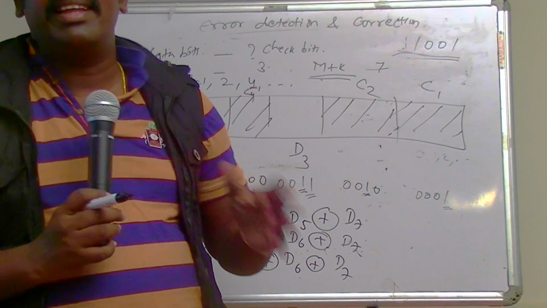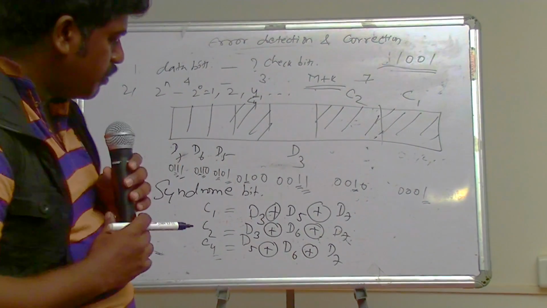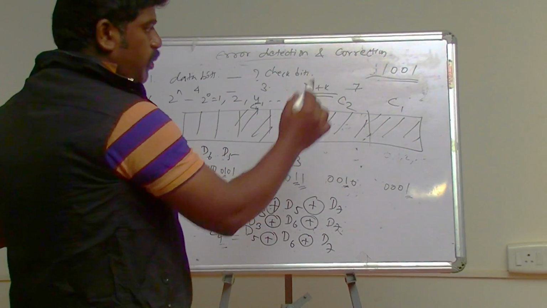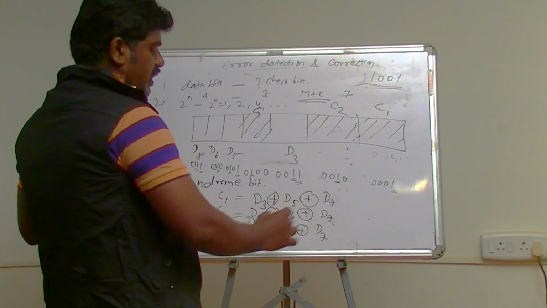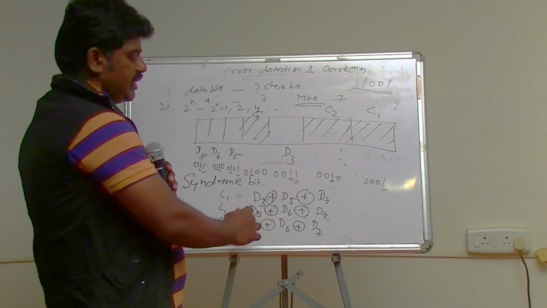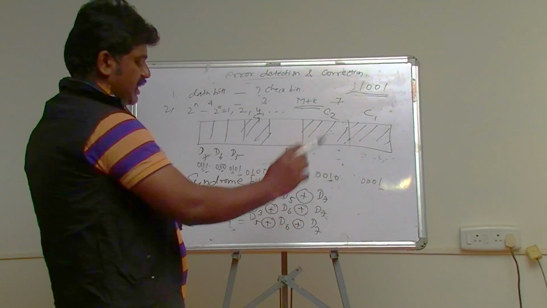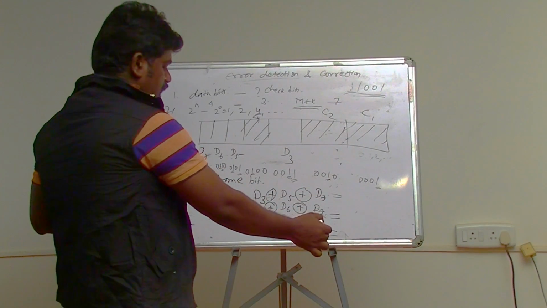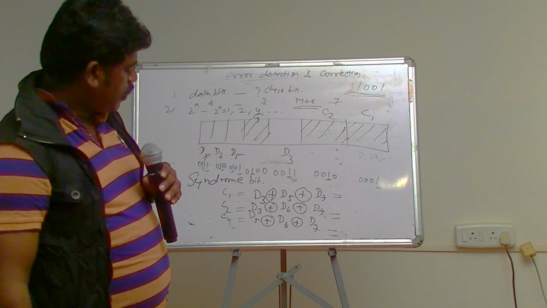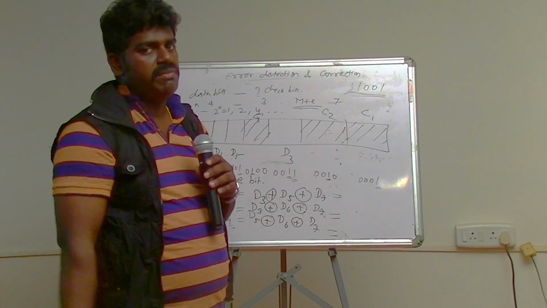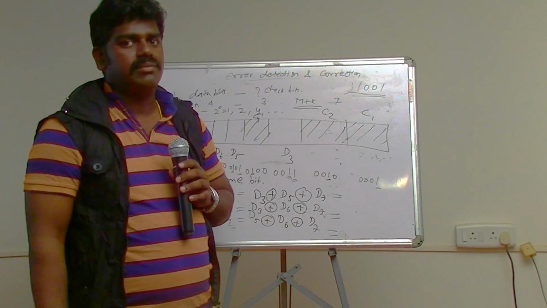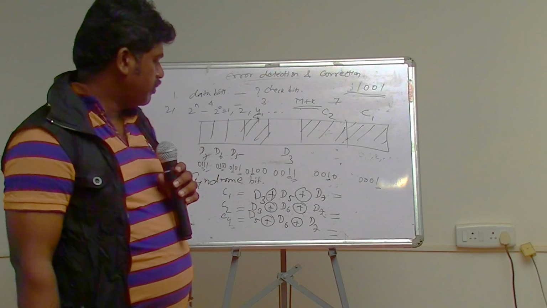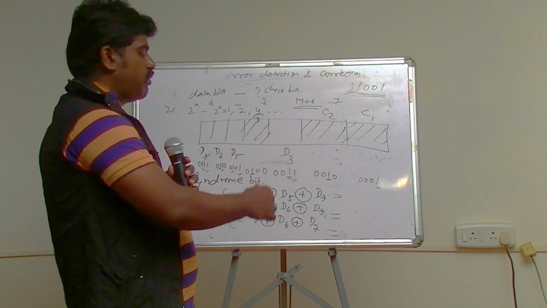Now we are very clear on how to find the syndrome word when we give input values for D3, D5, D7, and D3, D6, D7, and D5, D6, D7. We will get values for C1, C2, and C4. When we arrange the answers from C4 to C1, that gives the syndrome word. Now we will substitute into the formula.